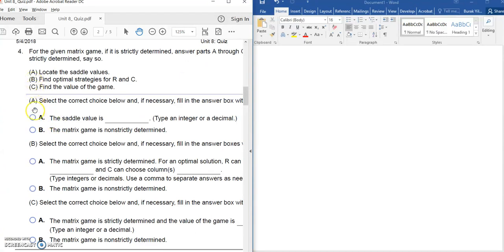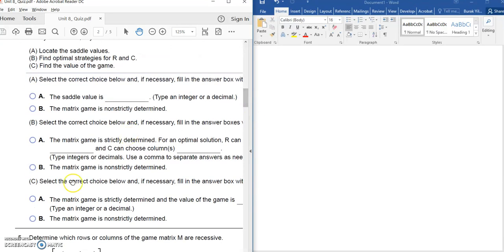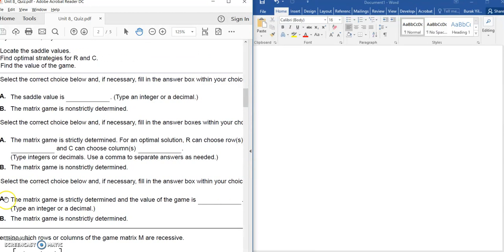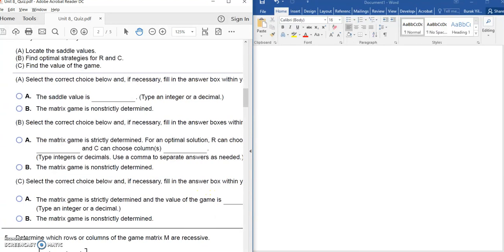So in part A, you pick A, the saddle value is -2, because when there is a saddle value, it is strictly determined, so you can't pick B. And then let's jump to C, and then we can come back to B. The value of the game is equal to the saddle value. So it is strictly determined, and the value of the game is -2. Very simple.